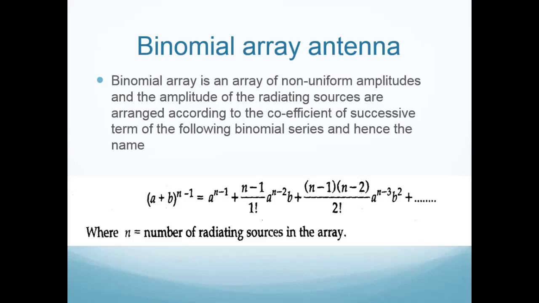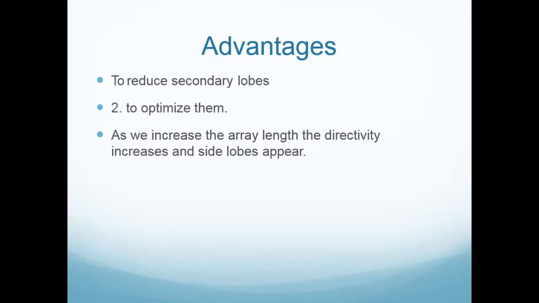Like that, in antenna and wave propagation, in a binomial array, whenever the antennas are increased, the gain will automatically increase. That is the great advantage of the array antenna. Array antenna or antenna array, both are the same, but the names are different. Sometimes it is called an array antenna, sometimes an antenna array.